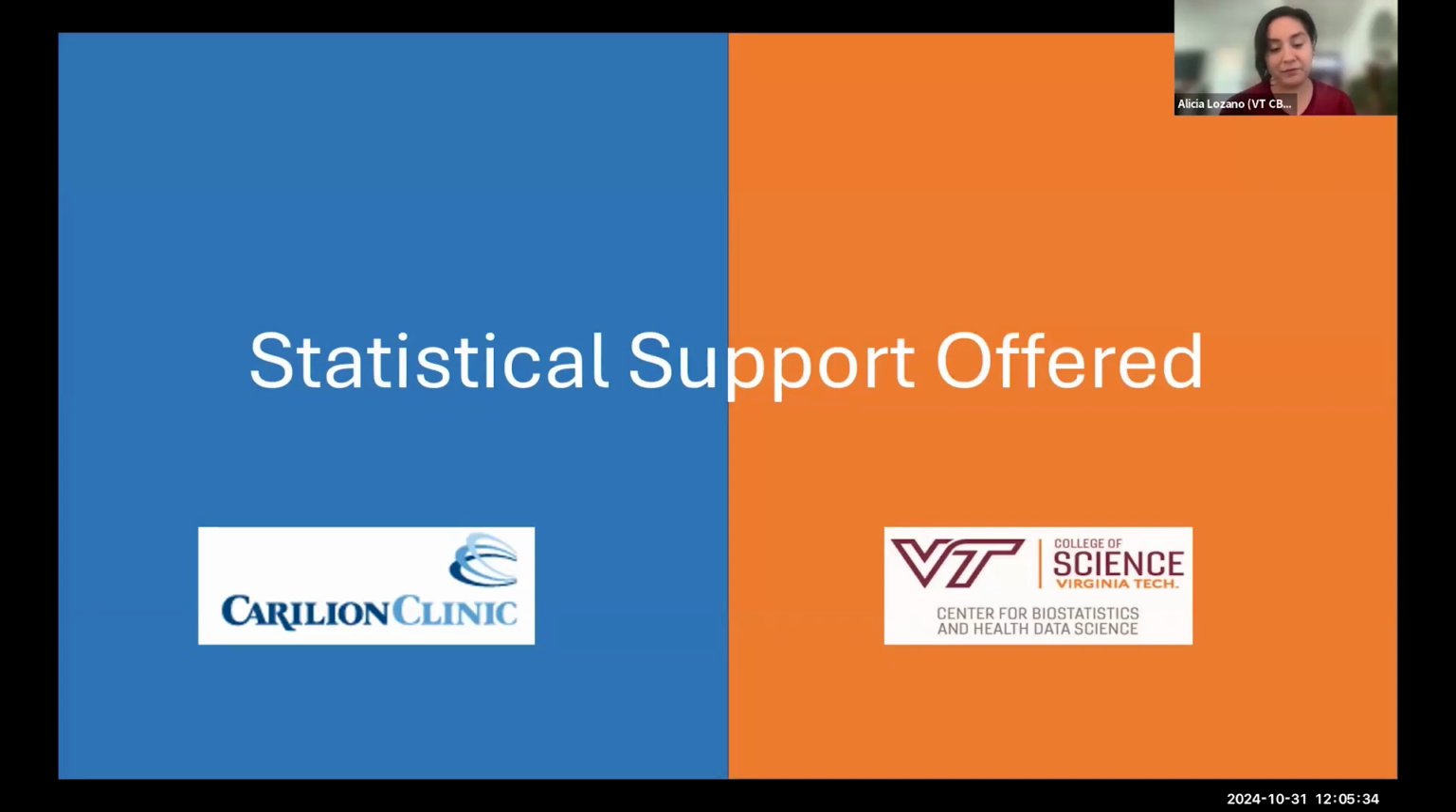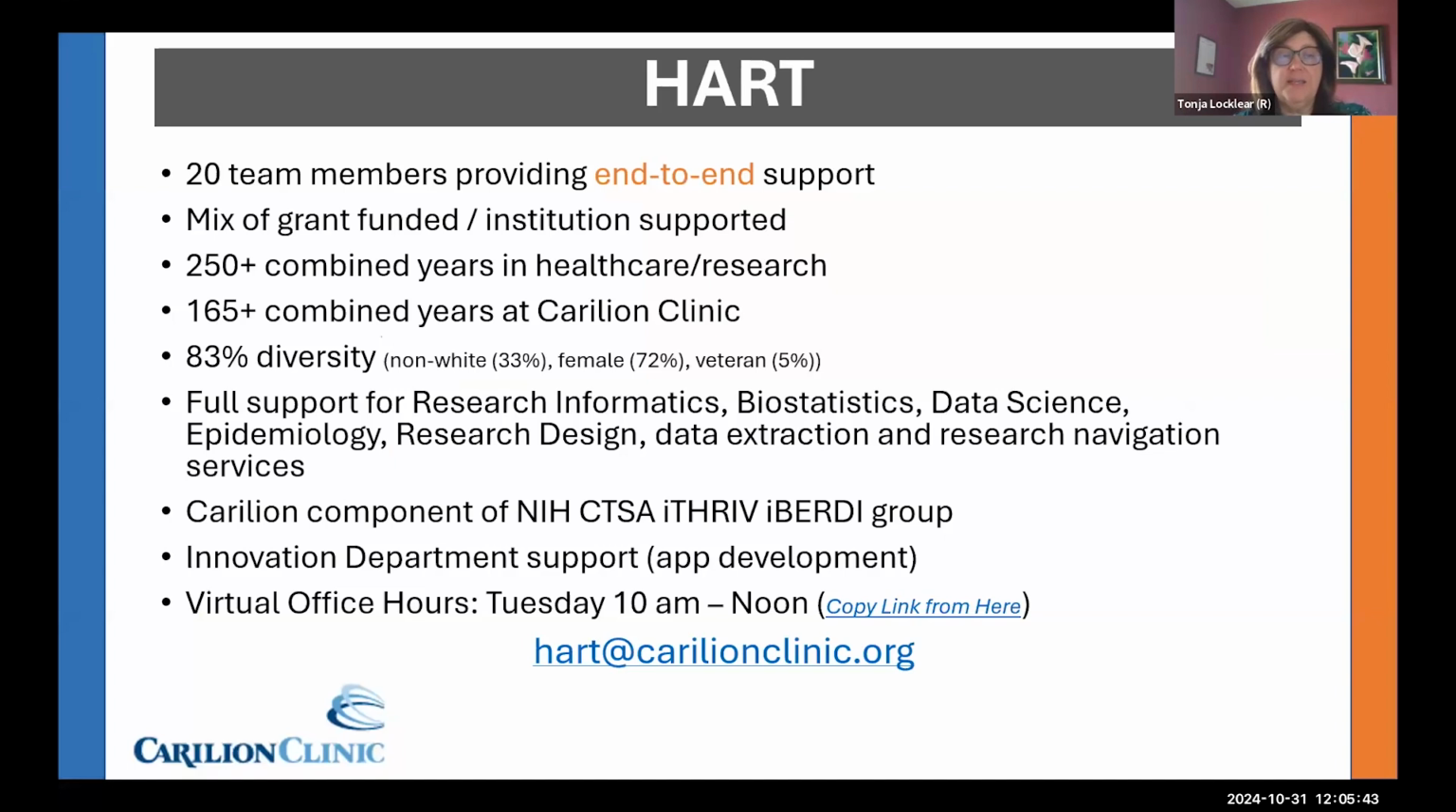So the statistical support that's offered, we're going to go through and discuss what that looks like within each of our different programs. For my team, for Heart, we have about 20 members on our team. We provide end-to-end support of the research process. We have grant-funded and institution-supported research, so we do a lot of work also with QA/QI projects. We do work with clinical research, as well as grant-funded projects. A lot of us have been here for several years. I've been here with Carilion for 8 years now.